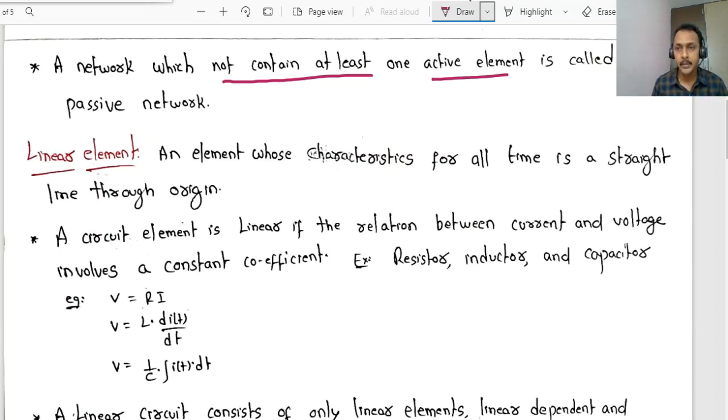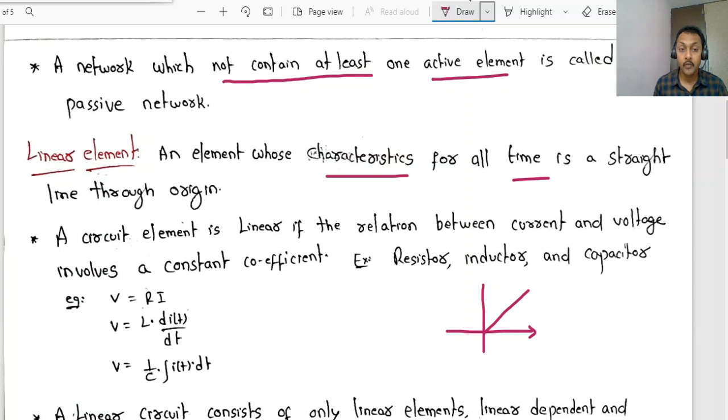For linear elements, the key point is that the characteristic for all time should be a straight line passing through the origin. For example, if you plot its characteristics, you should get a straight line passing through the origin. Then such kind of elements we can call linear elements, right? For example, we have resistor, inductor, and capacitor. All those are linear elements.